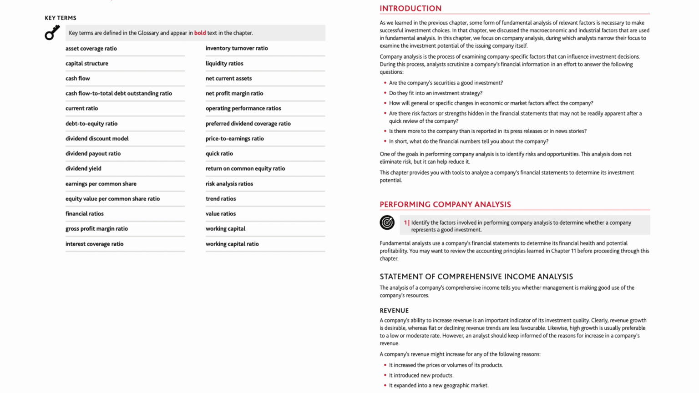Statement of Comprehensive Income Analysis. The analysis of a company's comprehensive income tells you whether management is making good use of the company's resources. Revenue. A company's ability to increase revenue is an important indicator of its investment quality. Clearly, revenue growth is desirable, whereas flat or declining revenue trends are less favorable. Likewise, high growth is usually preferable to a low or moderate rate.